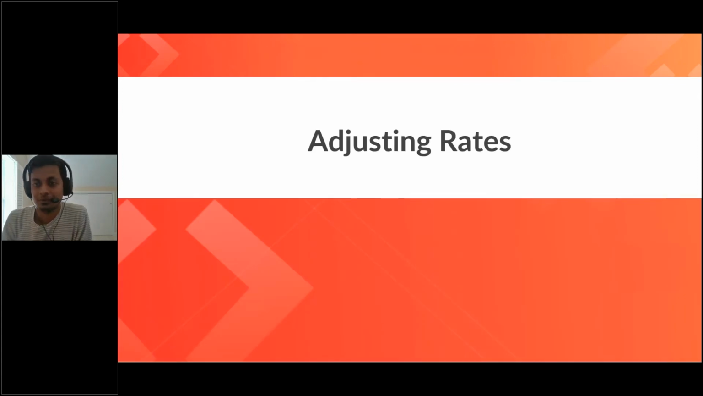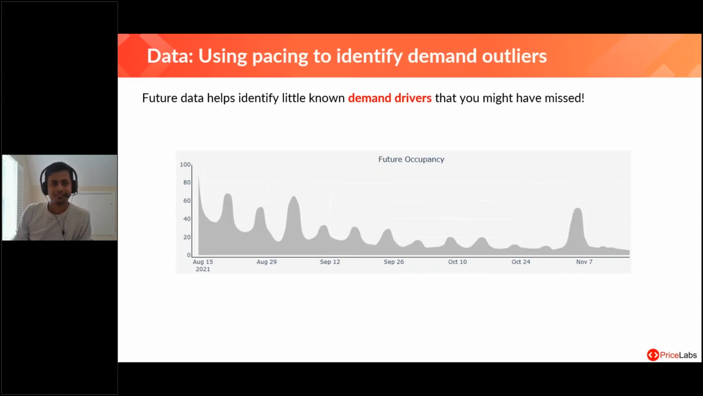Cool. Now I want to jump into the adjusting rate part, which I feel is very exciting, at least to me. There are two broad kinds of things that we look at when adjusting rates for the future. One is identifying dates. Each future date is sort of an entity on its own, and you can adjust.